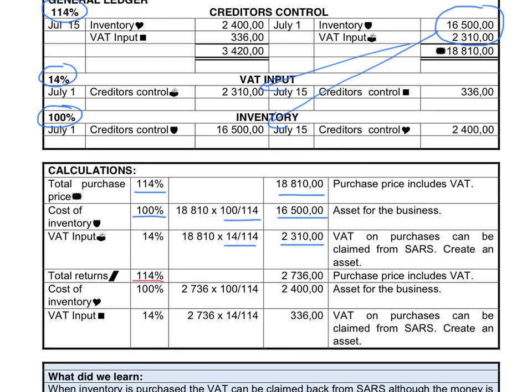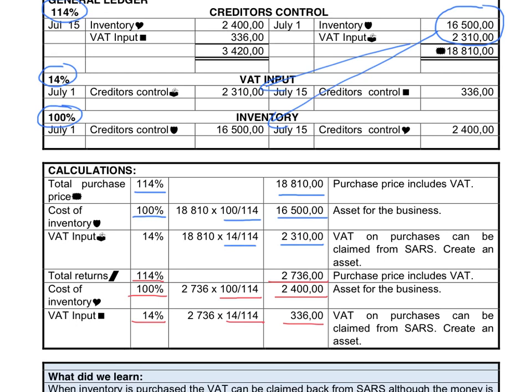So the 114% that we return equals 2736. The cost is 100%. So the 2736 multiplied by the one that we want, 100, divided by the 114. So the cost price of the goods returned is 2,400. The VAT will be 14 over 114, and that means the 336.